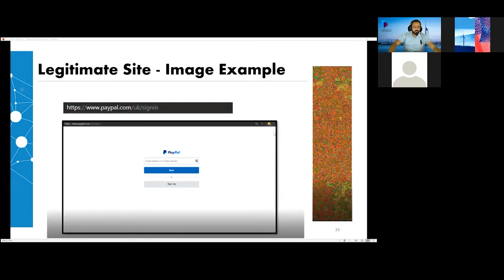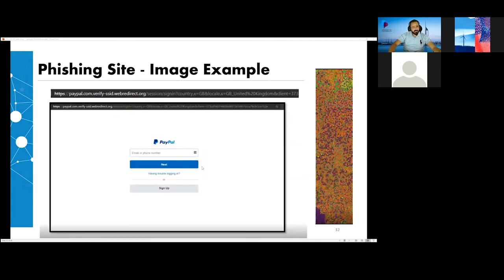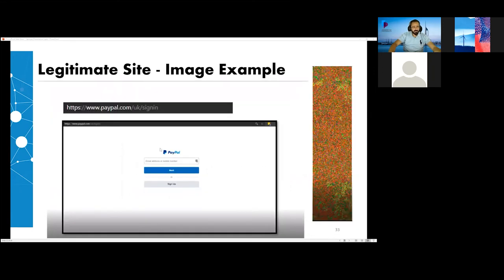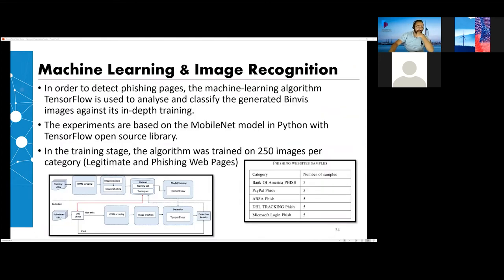And we went to PhishTank. We downloaded many phishing websites, many, and we converted them. And also we went to PayPal and many other well-known websites which they use in the phishing. So we were finding the phishing and the original, and we created data sets for that.